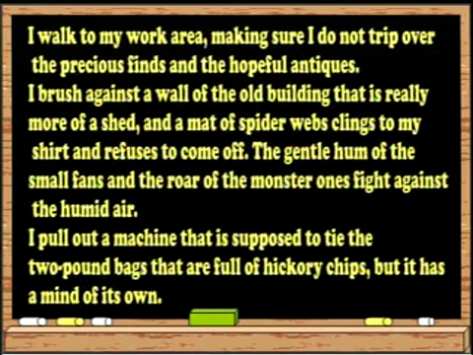I brush against the wall of the old building that is really more of a shed, and a mat of spiderwebs clings to my shirt and refuses to come off. The gentle hum of the small fans and the roar of the monster fight against the humid air. I put out a machine that is supposed to tie the 2-pound bags that are full of hickory chips, but it has a mind of its own.